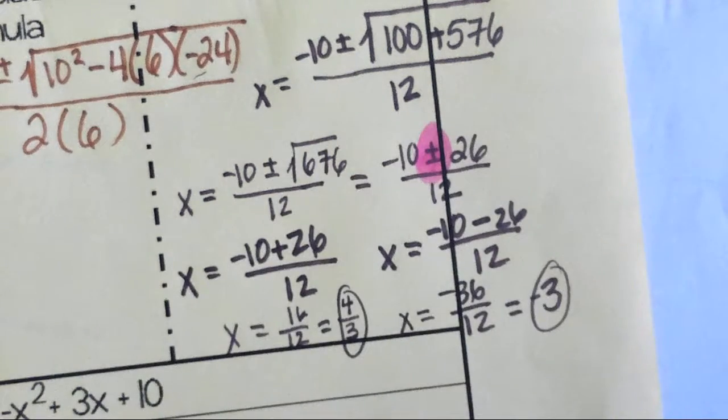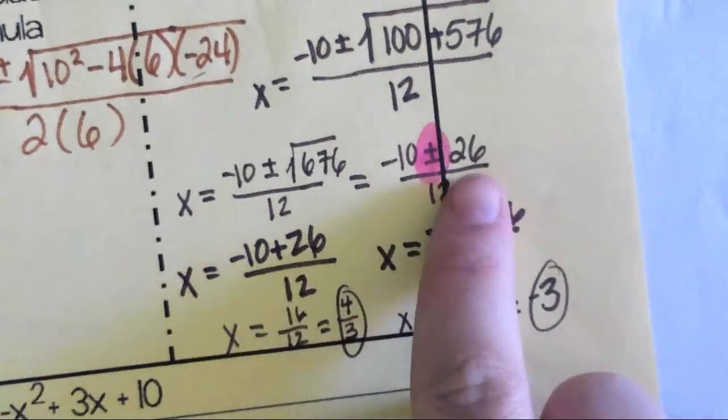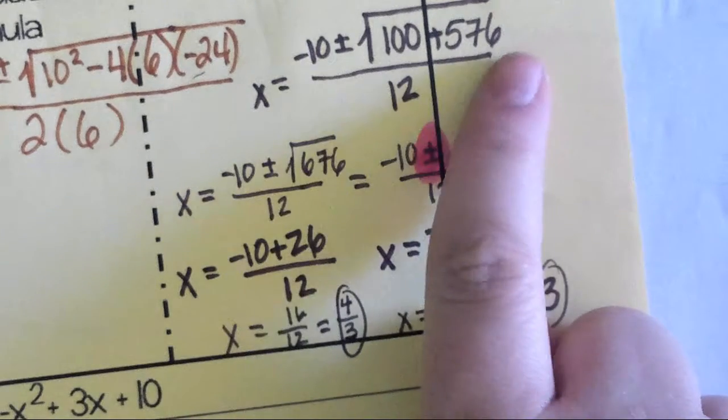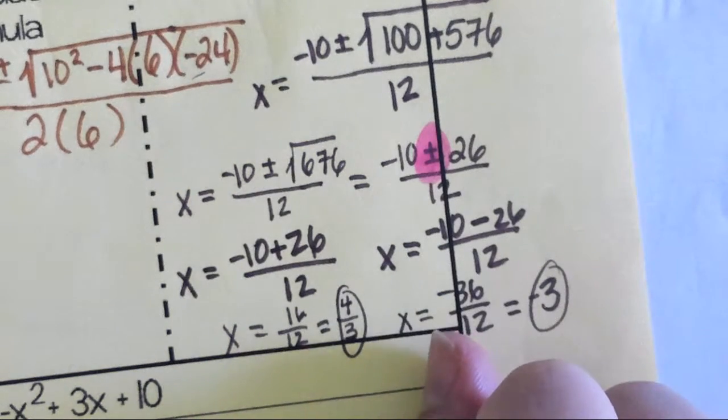No. But how did you get the 676? The square root of 676 is 26. How did you get the 676? 100 plus 576. Just making sure.